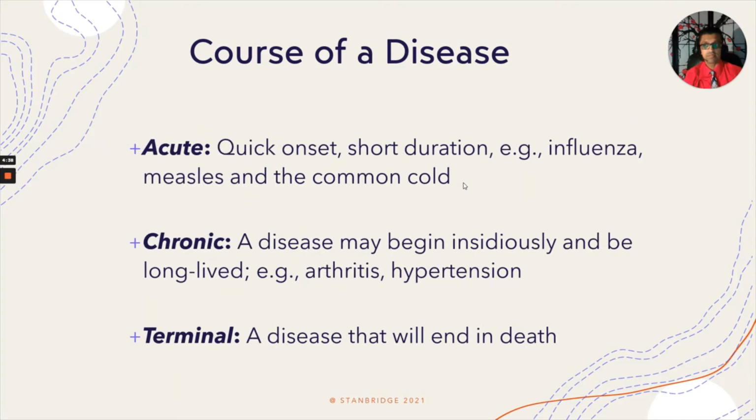in prognosis. Now, there are acute, chronic, and terminal courses of a disease. Acute would be quick onset, short duration: influenza, measles, the common cold. Then you have chronic, a disease that may begin insidiously and be long-lived: arthritis, hypertension. And terminal, a disease that will end in death, such as certain cancers, prostate cancer.